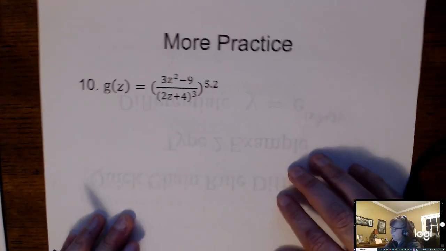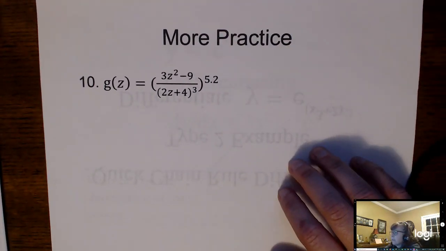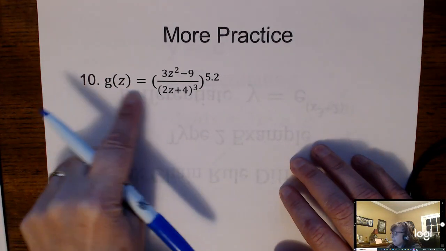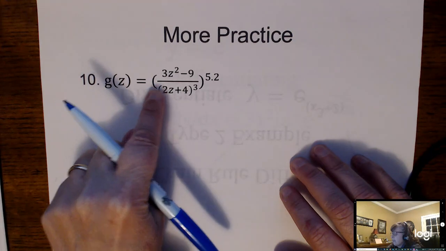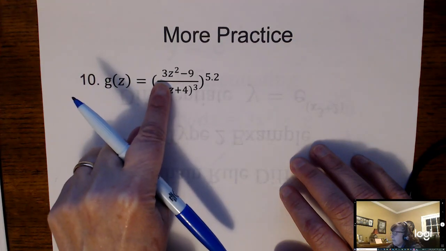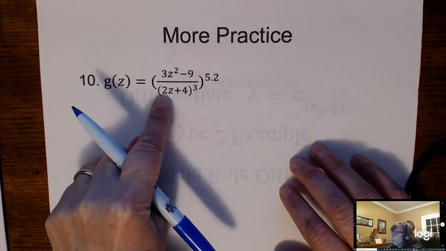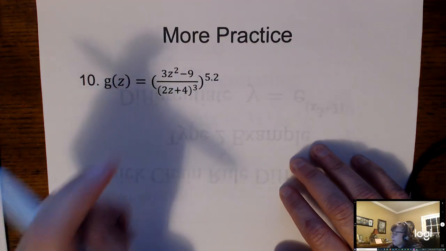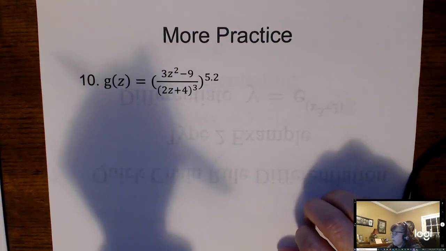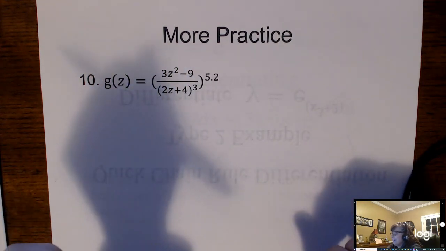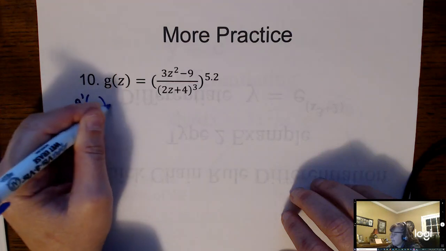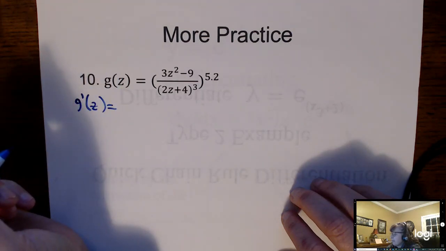Alright, here's one pretty much the same, so you can try it. Actually, it's harder. It says g of z equals parentheses 3z squared minus 9 divided by parentheses 2z plus 4 to the third power, all of that raised to the 5.2. So this is a chain rule within a chain rule, and a quotient rule on top of that. There's no radical, so I'm just going to start. You might want to try it.